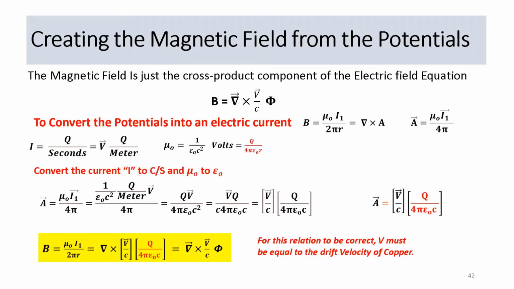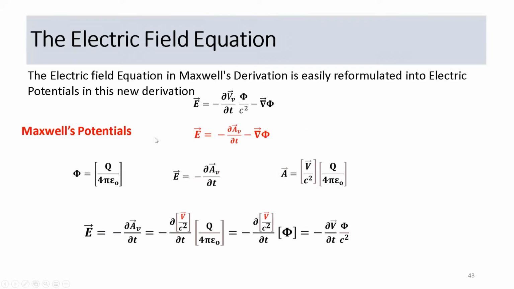So if I had a material that had a drift velocity of 1 meter per second, and I was moving the same amount of charge through there as a copper conductor moving it at 10 millimeters per second, even though the amps are the same, B is going to be different. That's showing how Maxwell's equations are strictly tied to copper conductors and materials that have very slow drift velocities. So then we should be able to do the same thing with the electric field equation.